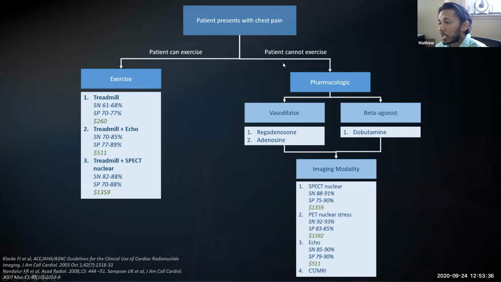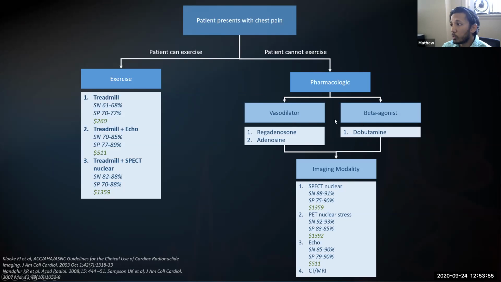If they can't exercise, then you're going to have them get a pharmacologic agent to cause that heart rate to go up. And it's either going to be a vasodilator or your inotrope, your beta agonist. Remember, inotropes are okay for your COPD and asthma. Vasodilators, you're going to avoid for that. But if you want to be specific, regadenoson can theoretically be done for both, all right?